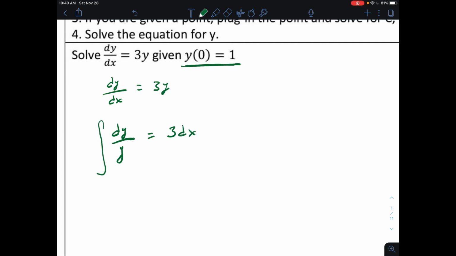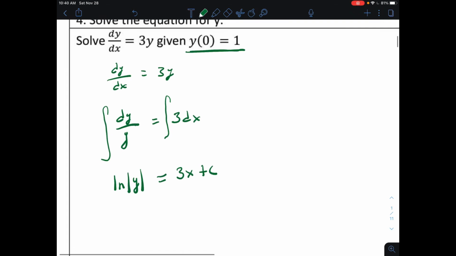So I'm going to integrate both sides, find the antiderivatives. Well, the antiderivative of dy over y is the natural log of the absolute value of y. And I have equals, and I'm going to put the plus c on the x side. So the antiderivative of 3 dx would be 3x, and then I have plus c. Now from here, we wanted to write this as y equals. And so I would take off the natural log by rewriting this as y is equal to e to the 3x plus c power.